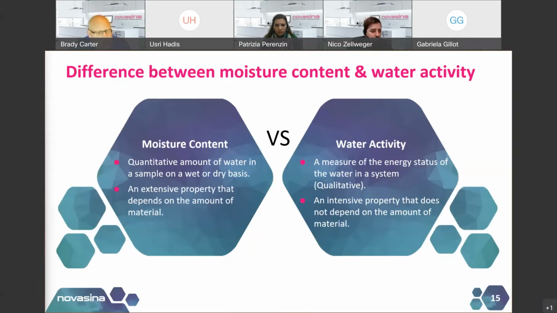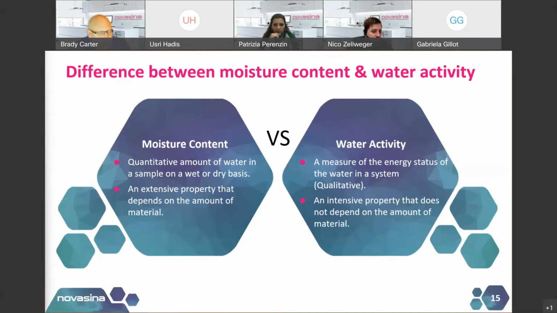Water activity is the energy status of water. So while moisture content is a quantitative measure, water activity is a qualitative measure. So it's not based on the amount of material. It's not a quantitative assessment of any kind of amount of water. That's why free water, again, can be confusing. We're not measuring an amount of free water. We're measuring the energy of that water when we talk about water activity. So those are two very different things, moisture content and water activity.